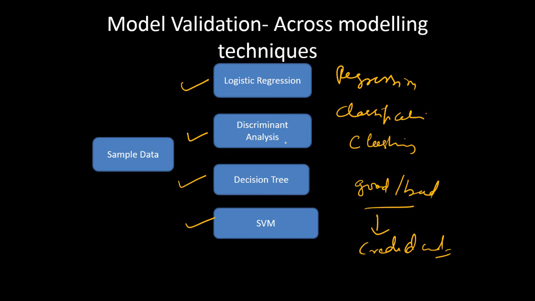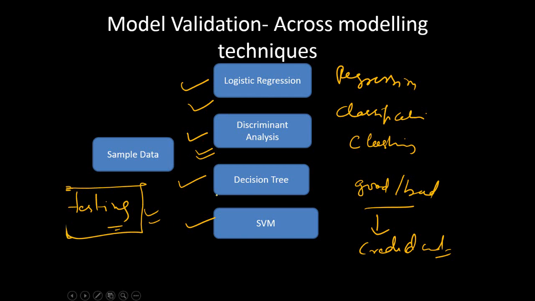Now the question is whether the performance should be checked in training data, testing data or holdout data. Well, the performance is always looked at in the testing data. If logistic regression performs very well in training data, but discriminant analysis performs better in testing data, one would go for discriminant analysis instead of logistic regression. So your performance in the holdout or testing data is extremely important to look at.